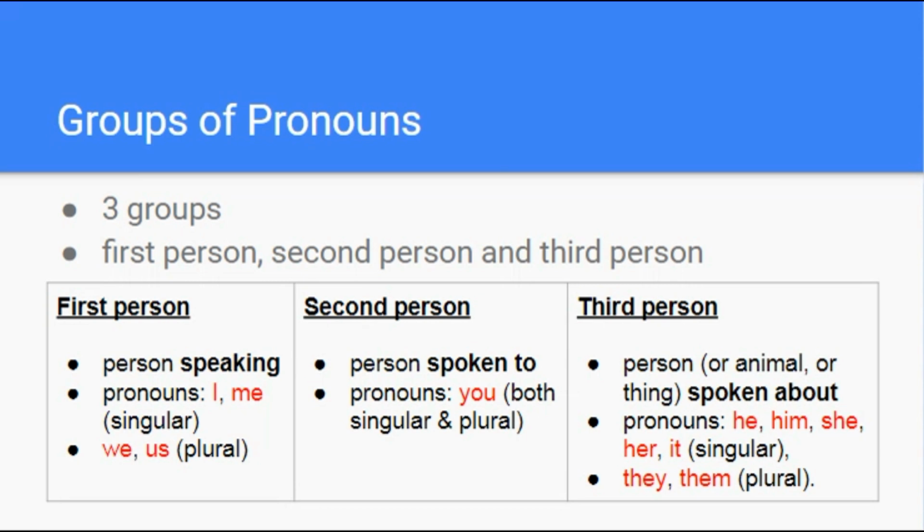The pronouns that you use here are he, him, she, her, or it when you're referring to a singular person or thing. When you're referring to a plural, a number of persons or animals or things, then you use the pronouns they or them. Them is used in the object when you replace the noun in the object of a sentence, and they when you replace the noun when it is used as the subject of the sentence.